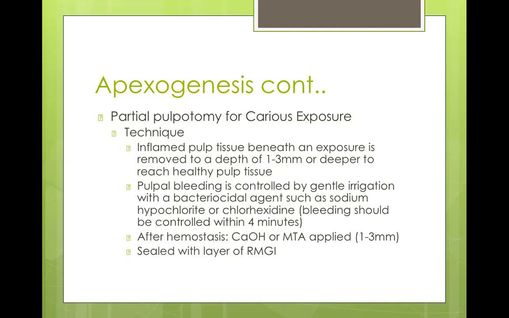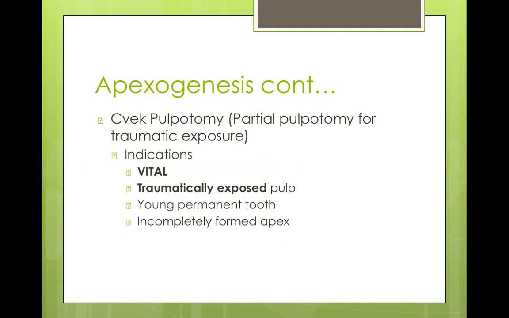So you can use things like sodium hypochlorite or chlorhexidine, and you should be able to control the bleeding within 4 minutes. Once you can control the bleeding, you apply calcium hydroxide or MTA, about 1 to 3 mm layer of this, and then you seal with RMGI and restore the tooth.